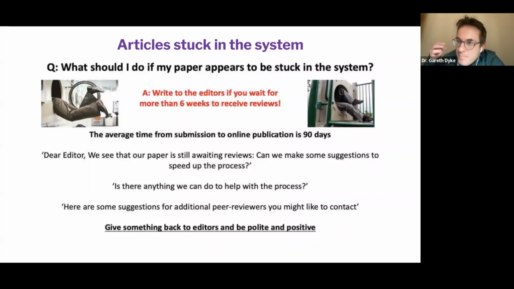Write, but be positive. Give something back to the editor. We see that our paper is still awaiting reviews. Please, can we make some suggestions to speed up the process? Is there anything we can do to help with the process? Here are some suggestions for additional peer reviewers that you might like to contact. Give something back to editors when you write to them, and be polite and positive. But very important to keep in mind this statistic, 90 days. If your paper is in a journal submission system for more than 6 to 8 weeks, now it's time to write and ask for an update.